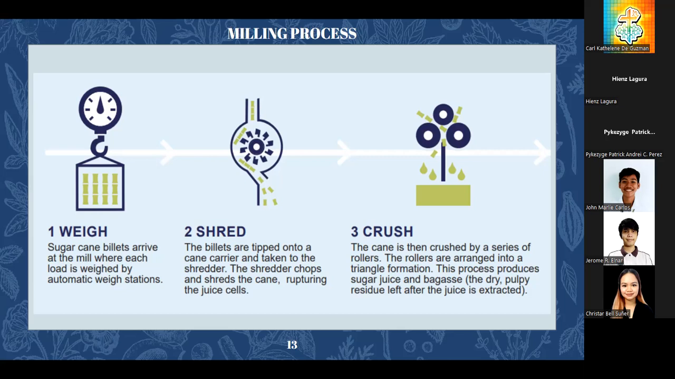Ang susunod po, yung third step, is crush. The cane is then crushed by a series of rollers. The rollers are arranged in a triangle formation. This process produces sugar juice and bagasse, the dry pulpy residue after the juice is extracted.